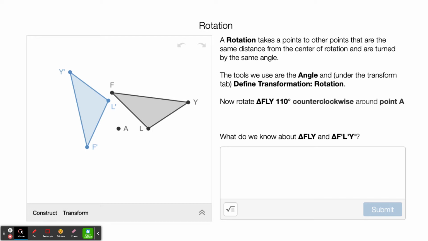So for this one, we're going to do counterclockwise, so we don't need any negatives, and we select the entire figure. It should rotate 110 degrees.